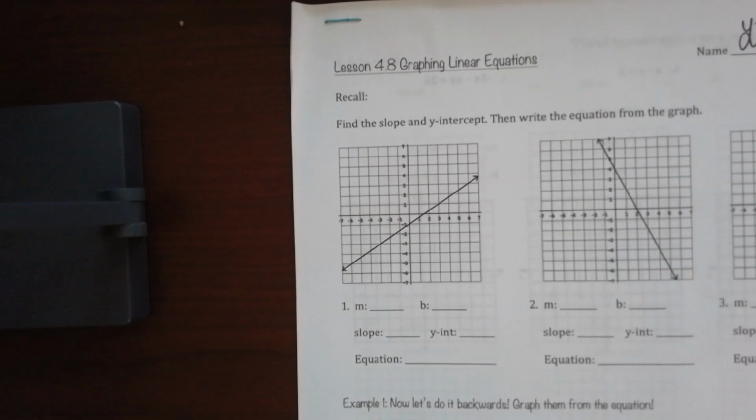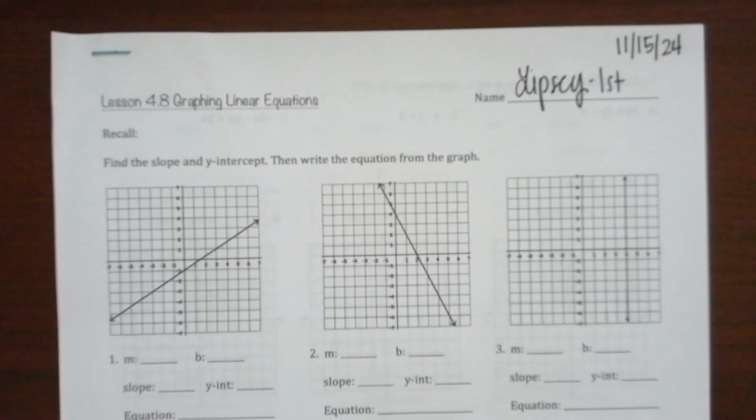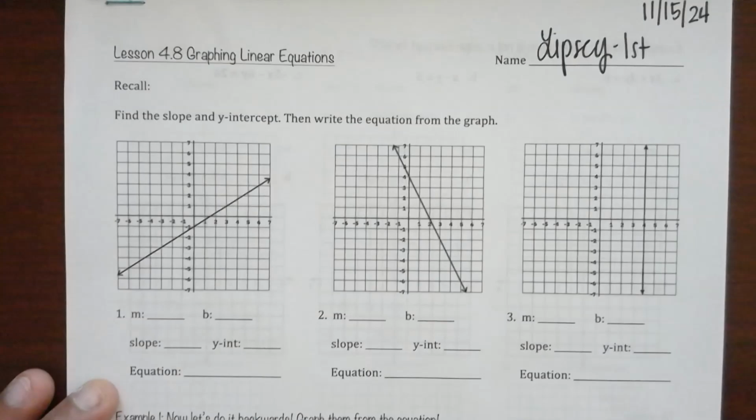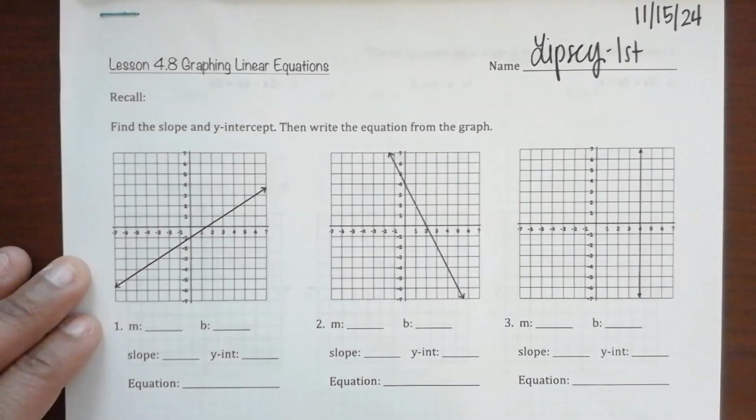Things that are missed. All right, so let's talk about it. 4.8, graphing linear equations. It says, recall, find the slope and the y-intercept, and then write the equation from the graph. So, where should I start first?